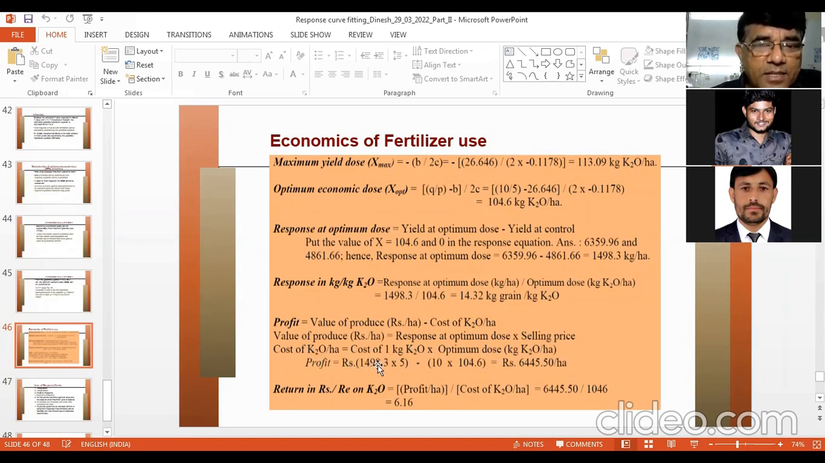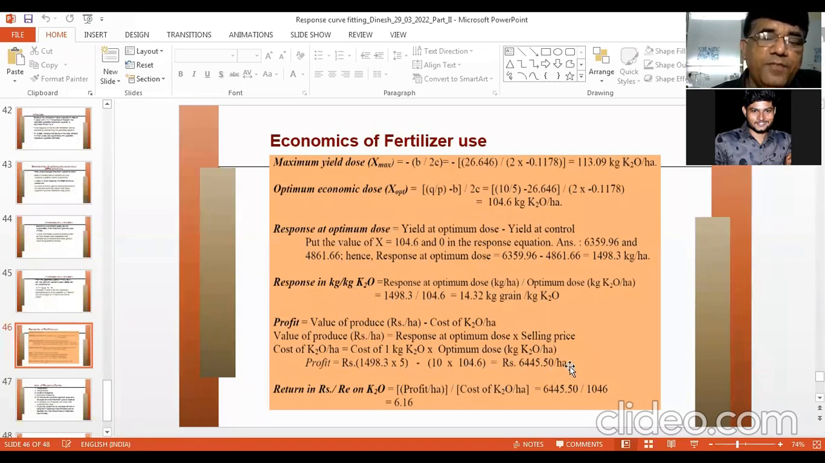Profit is equal to 1498.3, the extra rice you got, into 5, the price of 1 kg rice, minus 10 into 104.6. 10 rupees a kg is the rate of K2O. This is your cost, and you get 6445.5. This is your profit per hectare, 6,445 rupees per hectare. Return in rupees per rupee spent on K2O: profit per hectare divided by cost of K2O, you get 6.16. If you spend rupees 1 on K2O, you get 6.16 rupees.